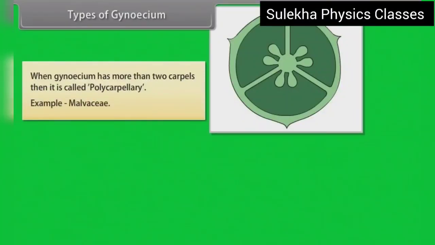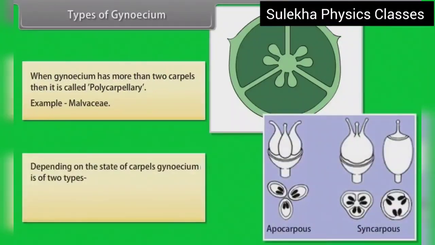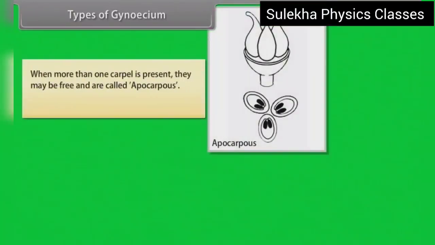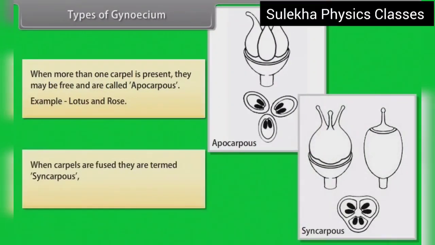Example: Malvaceae. Depending on the state of carpels, gynoecium is of 2 types: apocarpous, syncarpous. When more than 1 carpel is present, they may be free and are called apocarpous. Example: lotus and rose. When carpels are fused, they are termed syncarpous. Example: mustard and tomato.